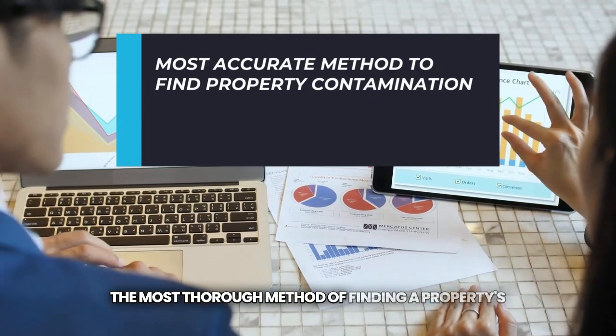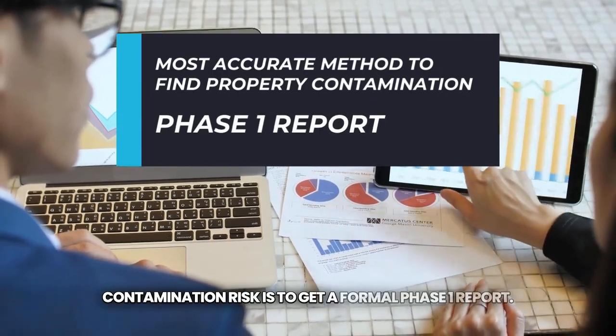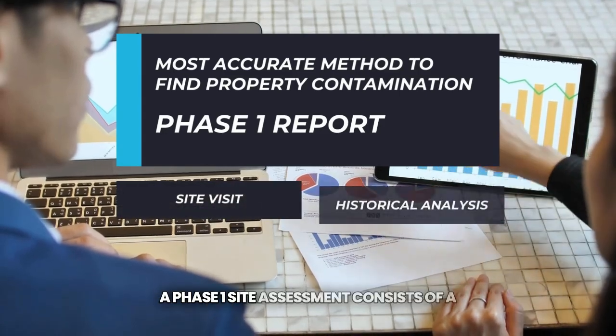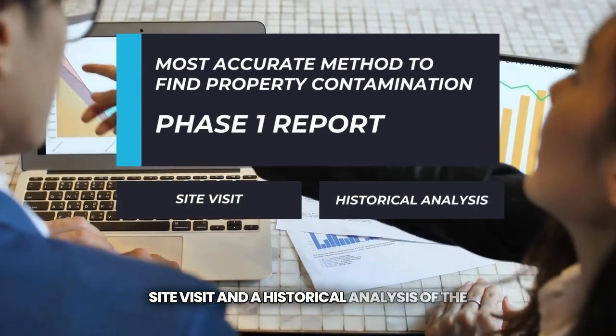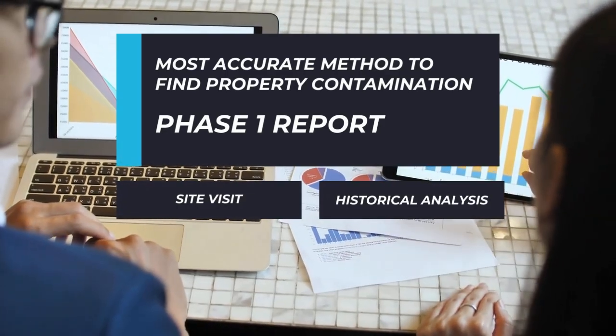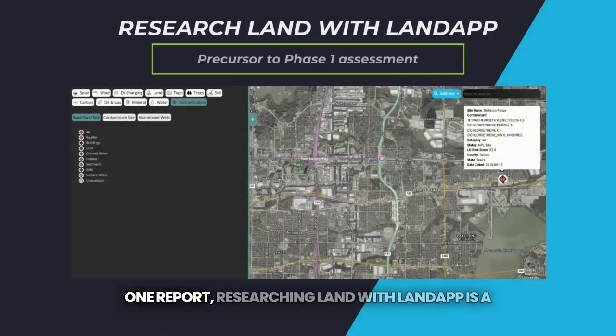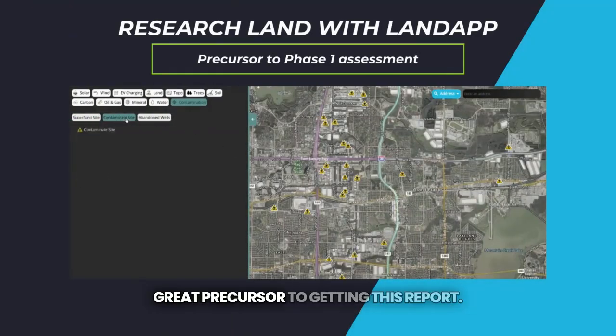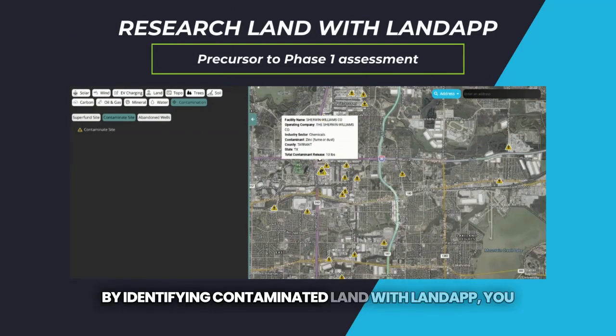The most thorough method of finding a property's contamination risk is to get a formal Phase 1 report. A Phase 1 site assessment consists of a site visit and a historical analysis of the property to determine if contamination could exist. Although it does not replace a formal Phase 1 report, researching land with LandApp is a great precursor to getting this report by identifying contaminated land.